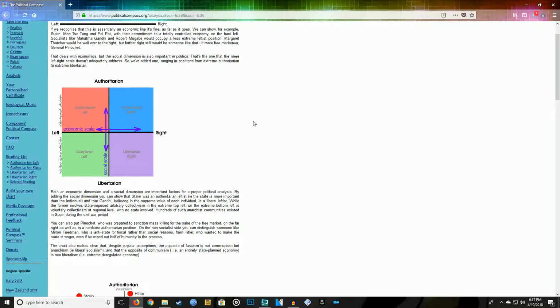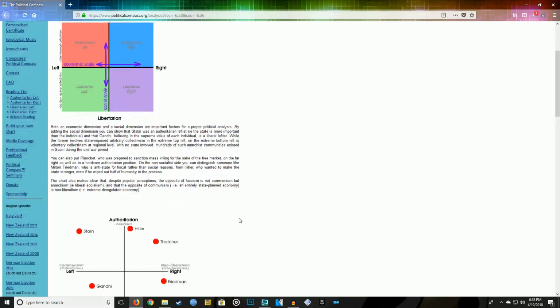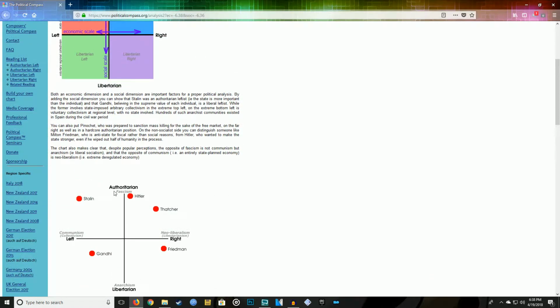On the non-socialist side, you can distinguish someone like Milton Friedman, who is anti-state for fiscal rather than social reasons, from Hitler, who wanted to make the state stronger even if he wiped out half of humanity in the process. The chart also makes clear that, despite popular perceptions, the opposite of fascism is not communism, but anarchism, i.e. liberal socialism, and that the opposite of communism, i.e. an entirely state-planned economy, is neoliberalism, i.e. extreme deregulated economy. And it shows you where these most famous people stand.